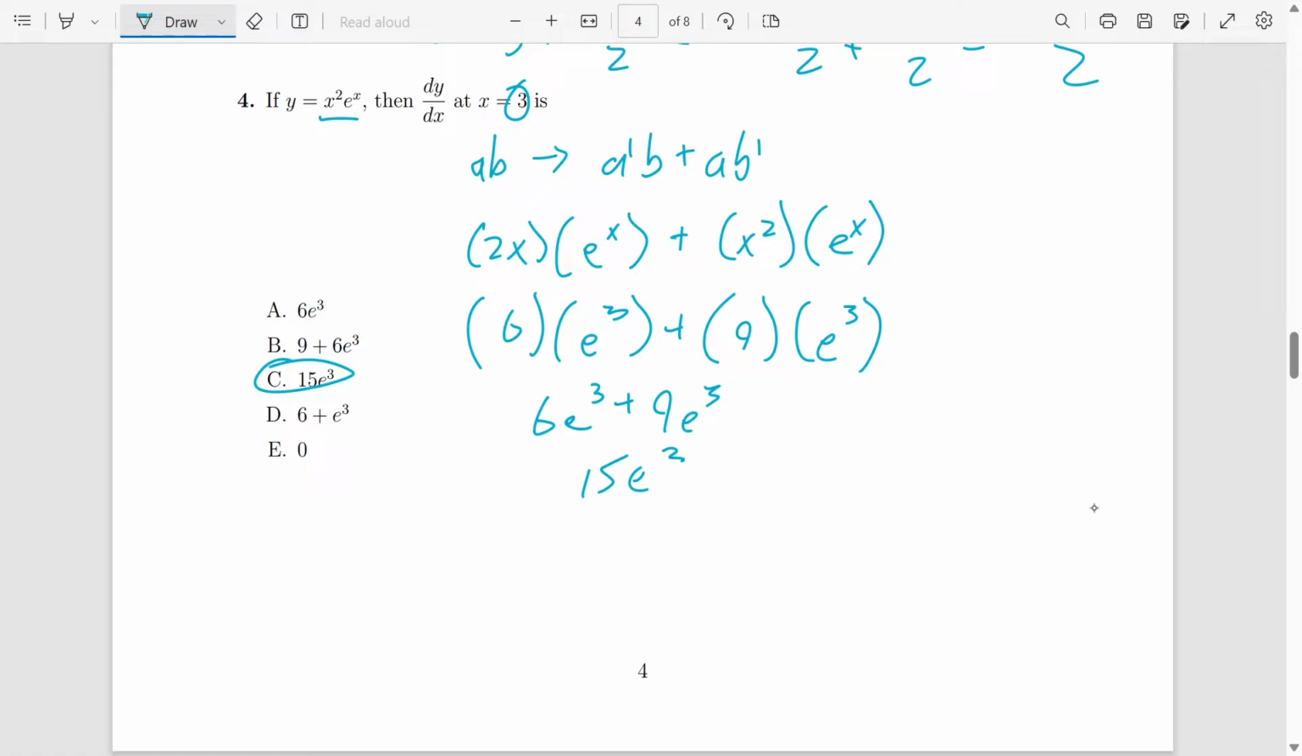There we go. That was nice and quick. Just product rule. Skipping a step, remembering that the derivative of e to the x is also e to the x, and then plugging in and simplifying. Not bad at all.